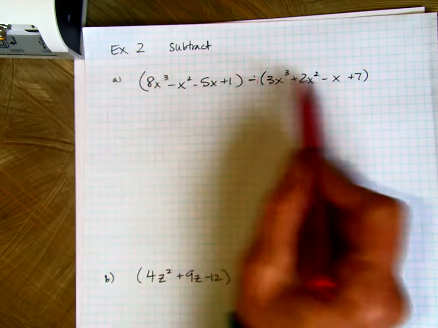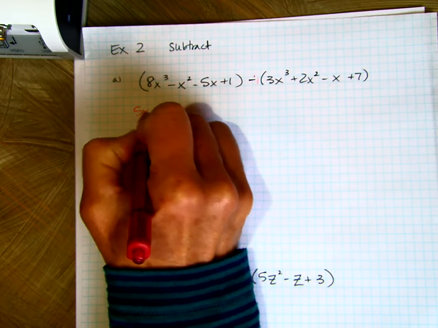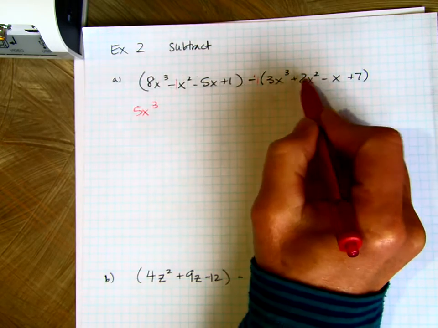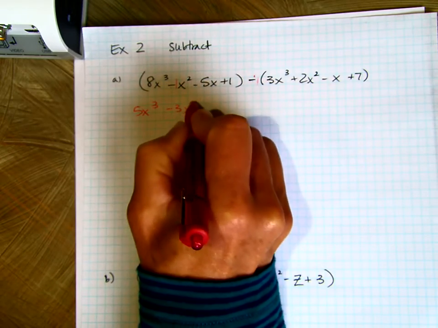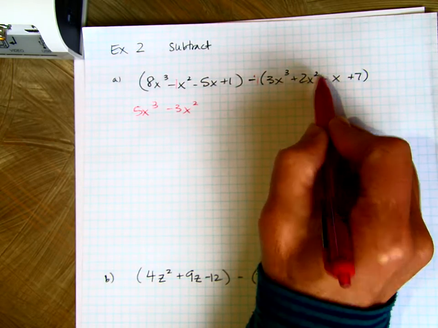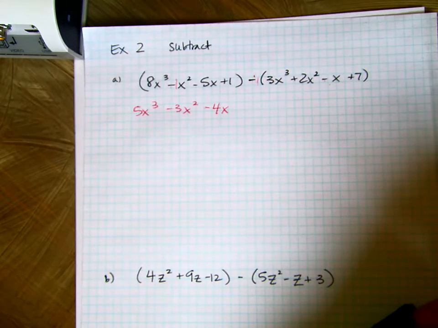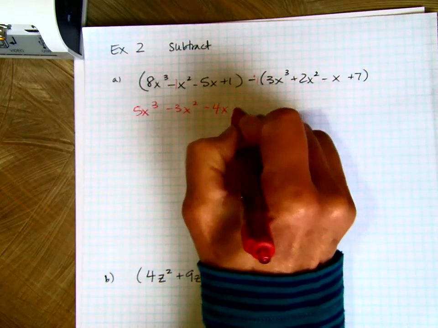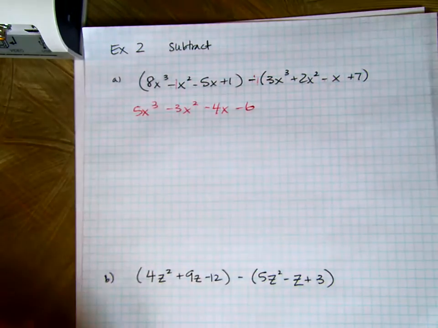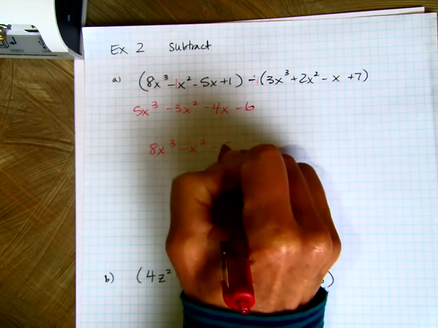I'll do it horizontally again, so I'd have an 8x cubed minus a 3x cubed. That would be a 5x cubed. And then I have a negative 1x squared minus a 2x squared. So that would be negative 3x squared. Then I have a negative 5x minus becomes a plus 1. So a negative 5x plus a 1x is a negative 4x. And then a positive 1 minus a 7 would be a negative 6. So again, if your brain works that way and you can do it without error, that's awesome. Otherwise, you can work vertically.